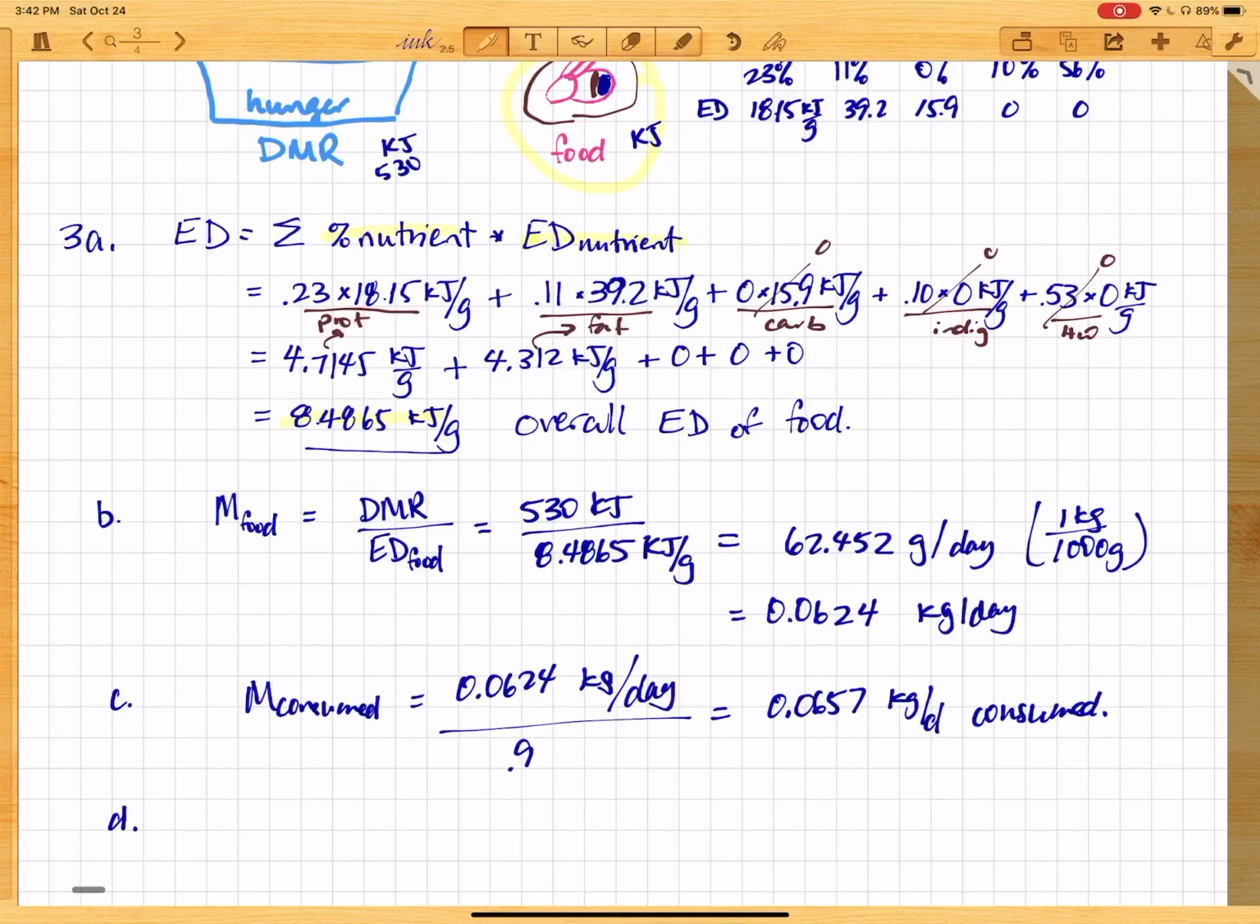Part 3D: how many grams of each component would have to be assimilated per day? So we go back to the amount that's assimilated, which is this. This is the assimilated, right?